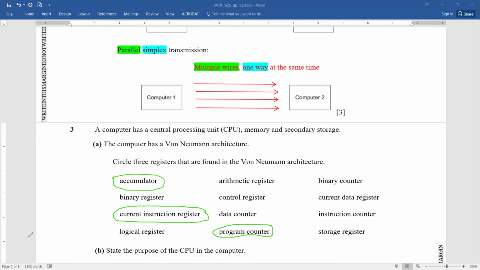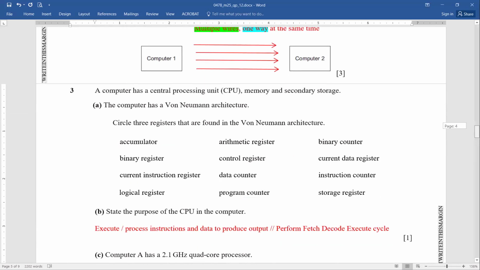Okay. Now, part B. State the purpose of CPU in the computer. See, it's so simple. Purpose of CPU, what does it do actually? By the way, do we humans also have a CPU? Our brain, exactly. That's great, Ali. Our brain is the CPU, and here the CPU is doing what?